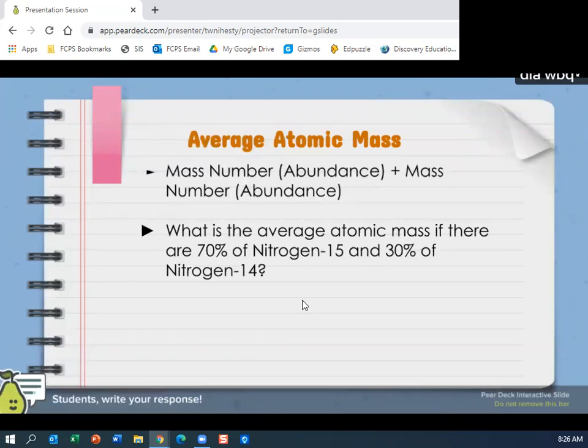Okay, so try to solve this question, and we will go over it together. Okay. So what is the average atomic mass if there are 70% of nitrogen 15 and 30% of nitrogen 14?